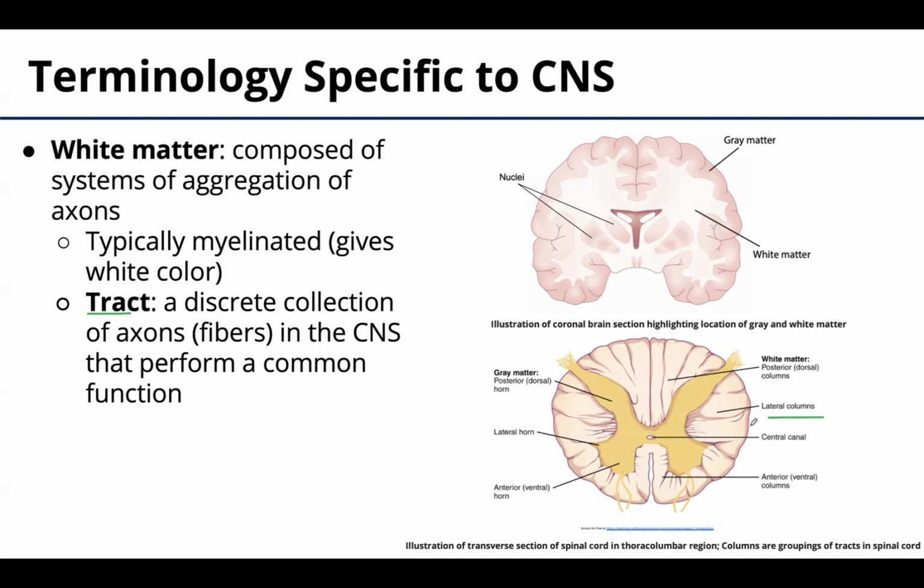So, for example, this lateral column has a common function for transporting motor and sensory signals, but specifically relating to the limbs and torso. So you'll have organizations like that throughout the spinal cord.